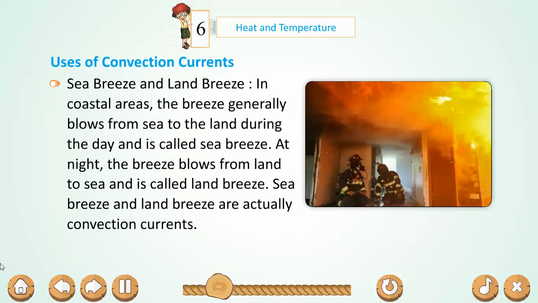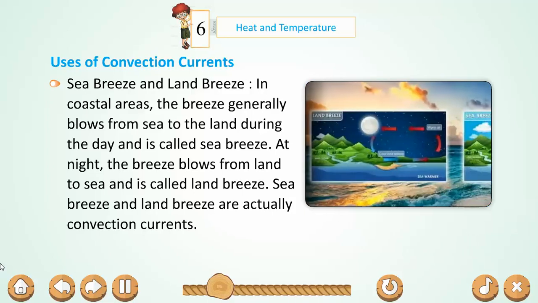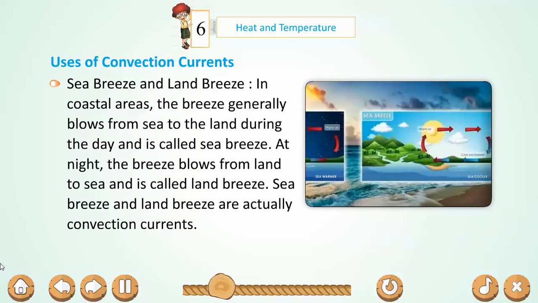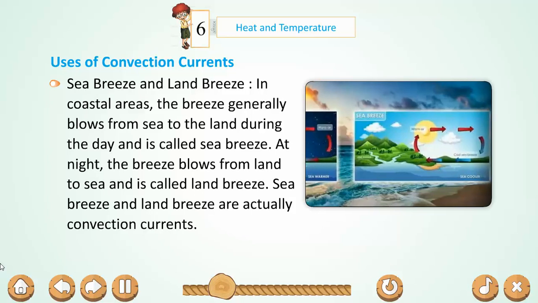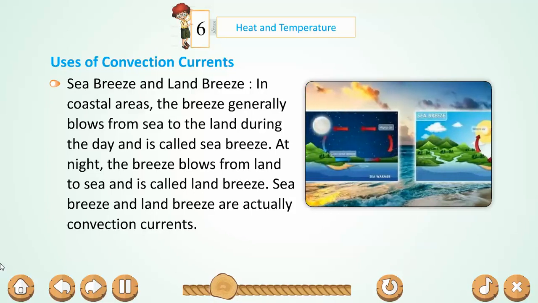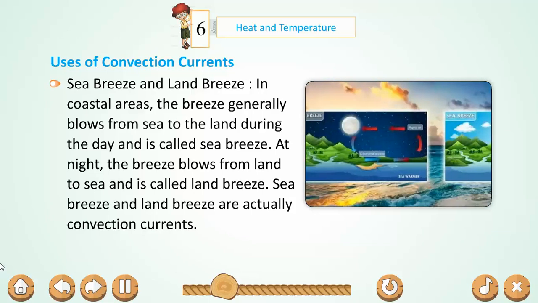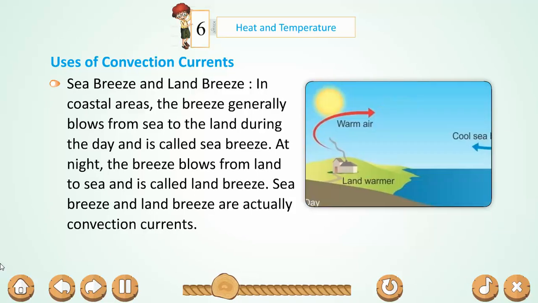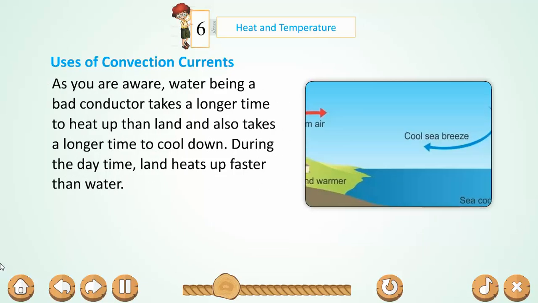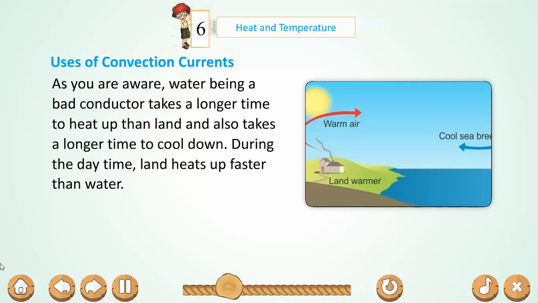Sea breeze and land breeze. In coastal areas, the breeze generally blows from sea to the land during the day and is called sea breeze. At night, the breeze blows from land to the sea and is called land breeze. Sea breeze and land breeze are actually convection currents. As you are aware, water, being a bad conductor, takes a long time to heat up compared to land and also takes longer to cool down.